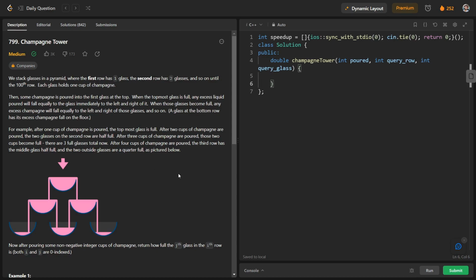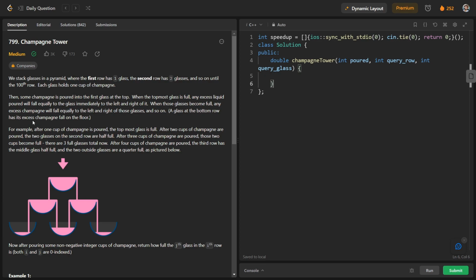This is our today's question on LeetCode, and this question is basically the daily challenge on 24th September, and the question is Champagne Tower. So we will read this question first and we'll try to figure out how we can solve this question. So we stack glasses in a pyramid where the first row has one glass, the second row has two glasses, and so on until the 100th row.